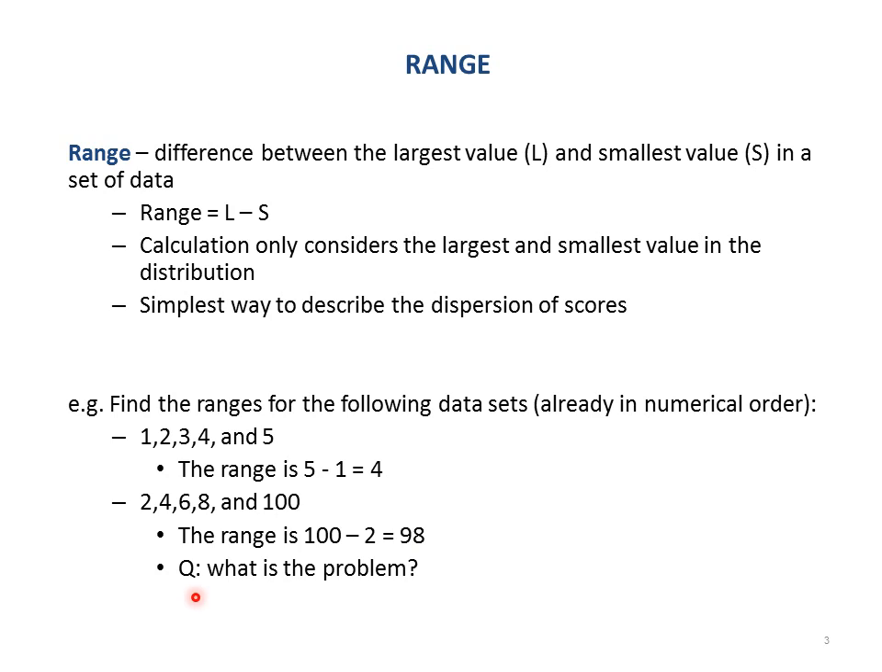Now, what is the problem here? The range of 98 is misleading because the extremely large number 100 makes the range large. But the majority of the data set are smaller than 10. Therefore, 98 is not a good measure of variability for this data set. This tells us when there are outliers, range is not a good choice to measure the variability.